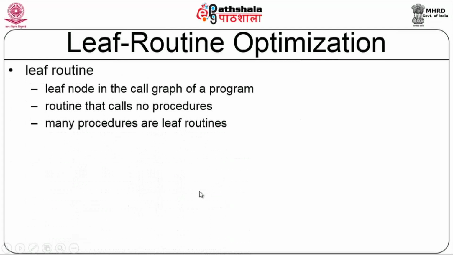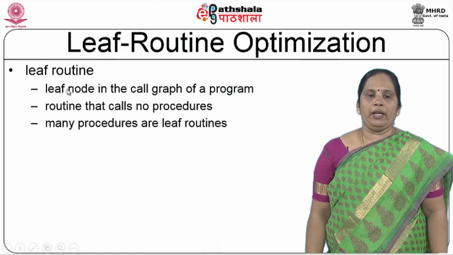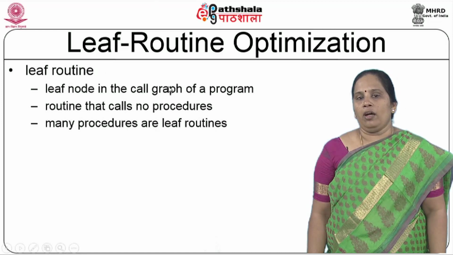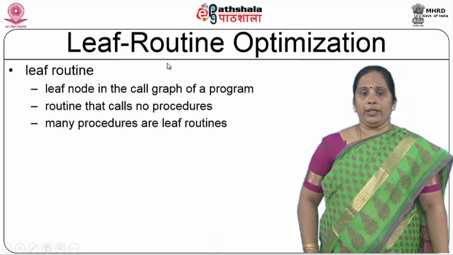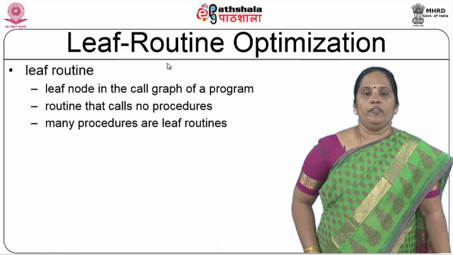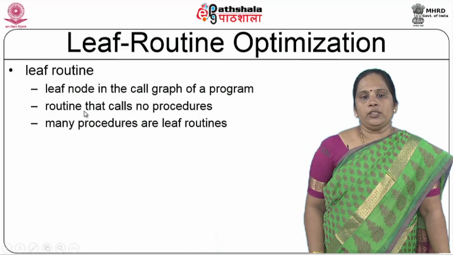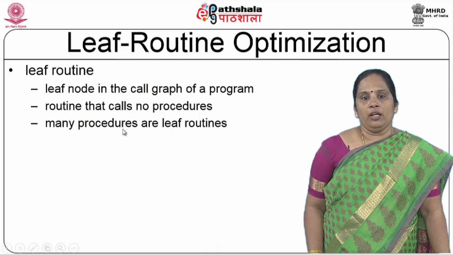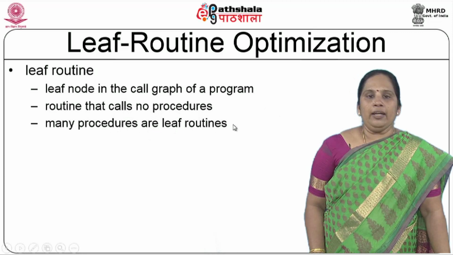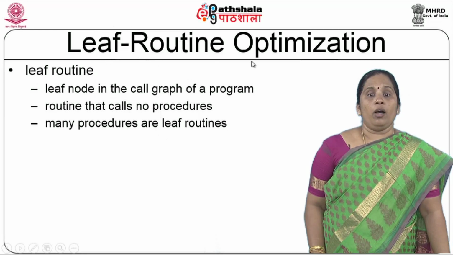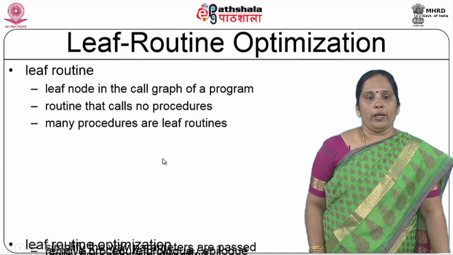Next is leaf routine optimization. A leaf routine is typically defined as a leaf node in the call graph of a program. We will see what a call graph is; we have already talked about the dependency graph and control flow graph. A leaf routine will not call any other procedure, and typically many procedures are leaf routines only. So, it is something like a leaf node of a tree.